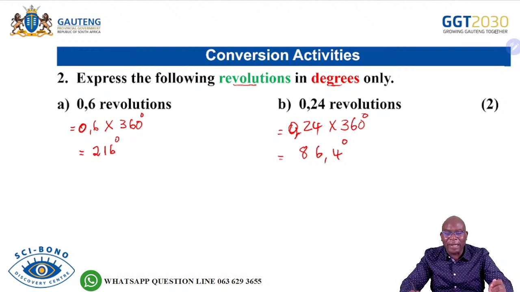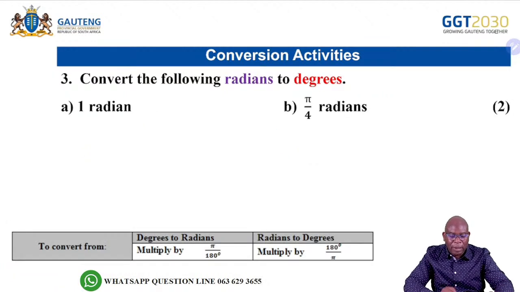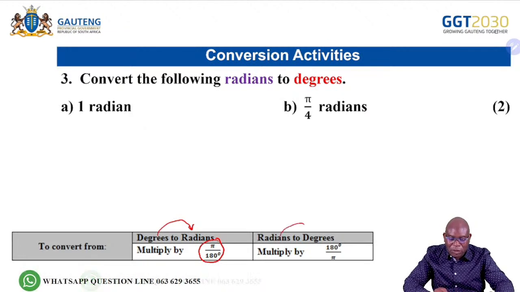Now you've got 1 radian. So 1 radian is given, and you want to find out how you change the radians to degrees. To convert it, I've given a table at the bottom there. If you're going to convert from degrees to radians, we must multiply by pi over 180 degrees. If I want to change from radians to degrees, then I must swap the 2, and multiply by 180 degrees over pi. I'm going to show you this.